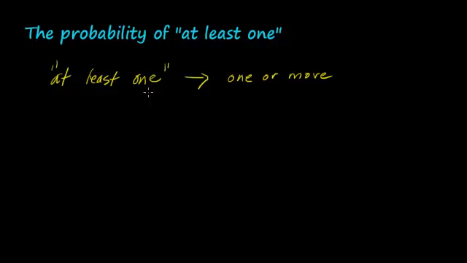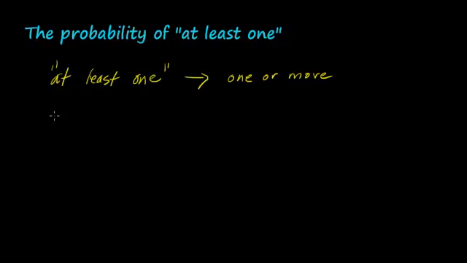We're often interested in calculating the probability of at least one. So when we say at least one, what do we mean? At least one implies one or more. So if the least number is 1, then we could consider more than 1. So let's look at our example we've seen before of a couple having 3 children.